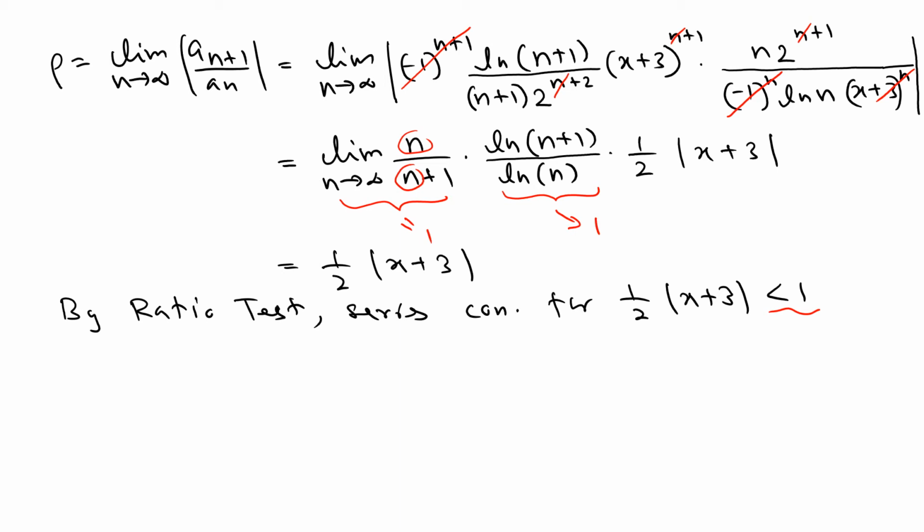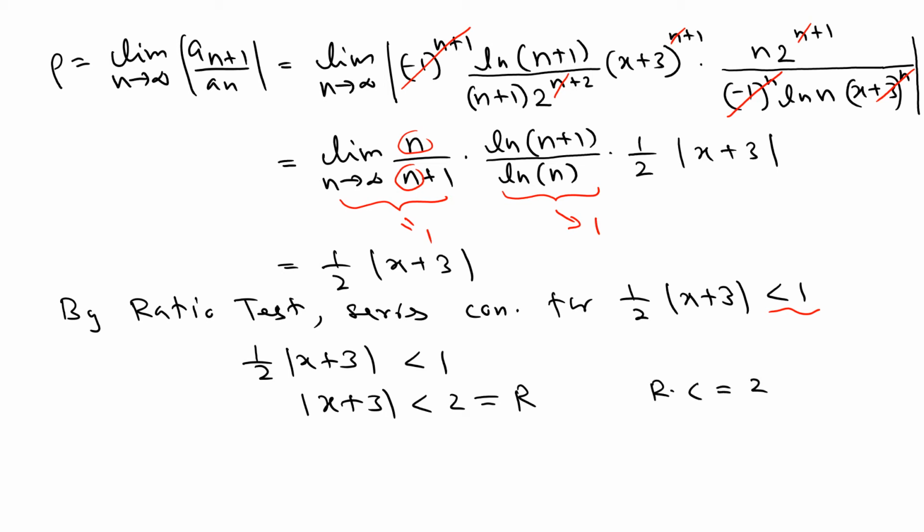We're going to multiply both sides of 1/2 times the absolute value of x plus 3 less than 1 by 2. When you do that, you have the absolute value of x plus 3 less than 2. So that's the radius of convergence, that's R. The radius of convergence is equal to R, which is a positive number. Now we're going to solve for x.